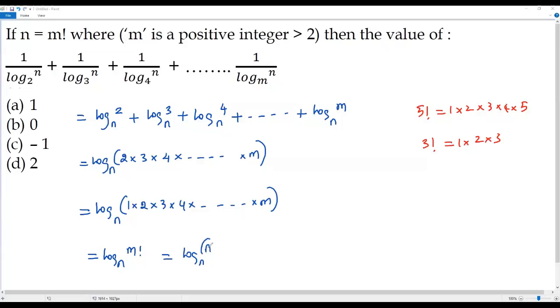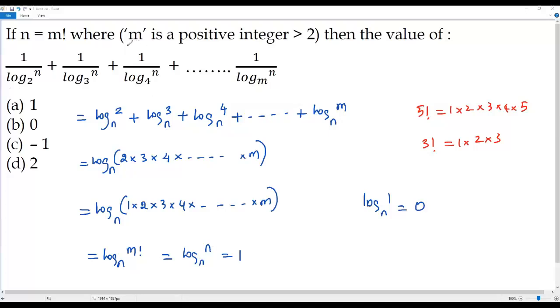Usually in a logarithm, if the argument and base are the same, the value of such logarithm is 1. But we have to notice an important thing here. If the argument of a logarithm is equal to 1, the value of such logarithm is 0. So if I want to say that the value of log n to the base n is 1, the value of n should not be equal to 1, so that the value of log n to the base n can be 1.